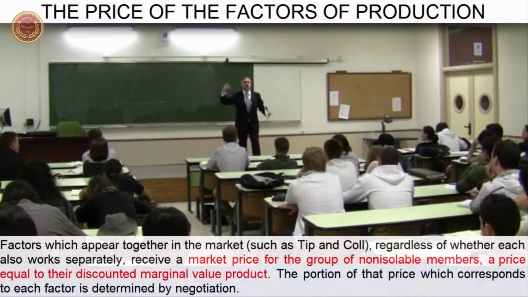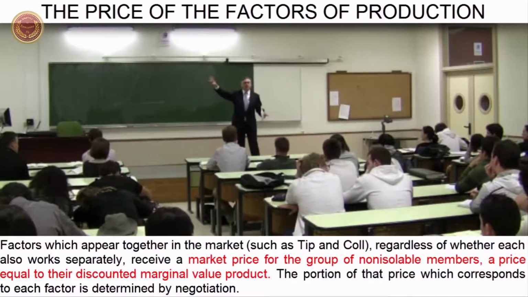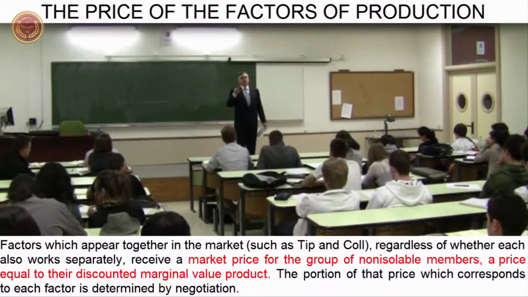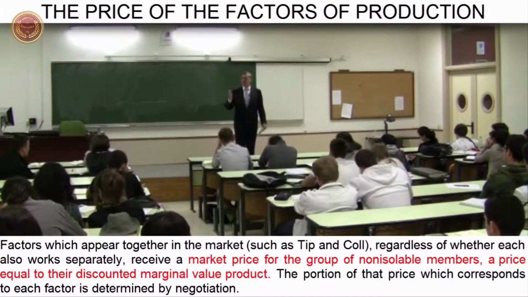What if the factors are non-isolable, like tip and coll, or cruz and raya? Well, the same law applies, but to both members jointly, as a single factor. Tip and coll, cruz and raya, or martes and trece. They jointly receive their discounted marginal value product.